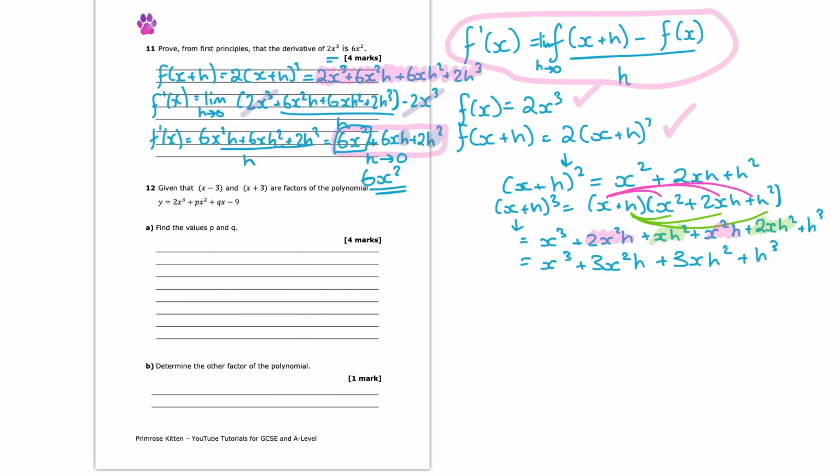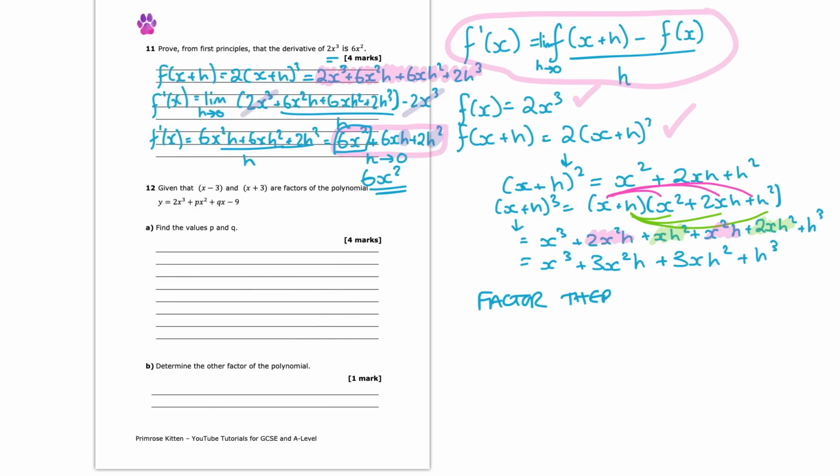So we're told that given that x minus 3 and x plus 3 are factors of the polynomial y equals 2x cubed plus px squared plus qx minus 9, find the values of p and q. Okay, so here we want to use the factor theorem.